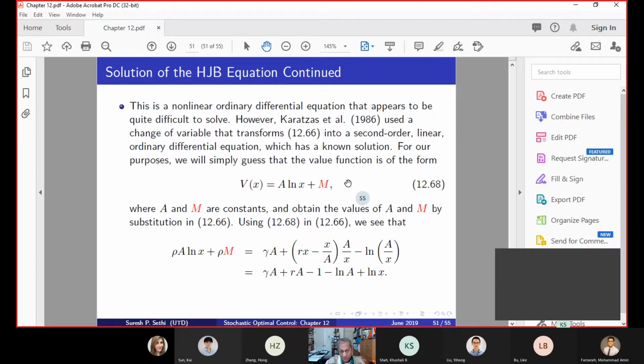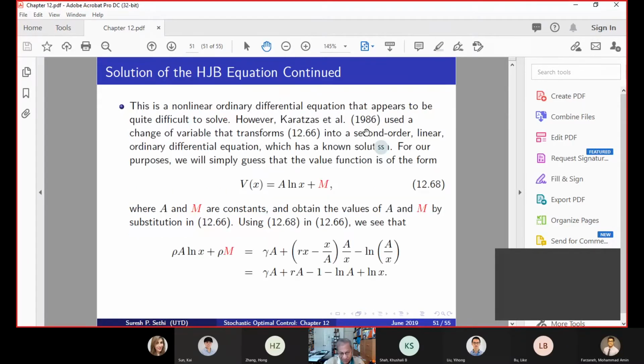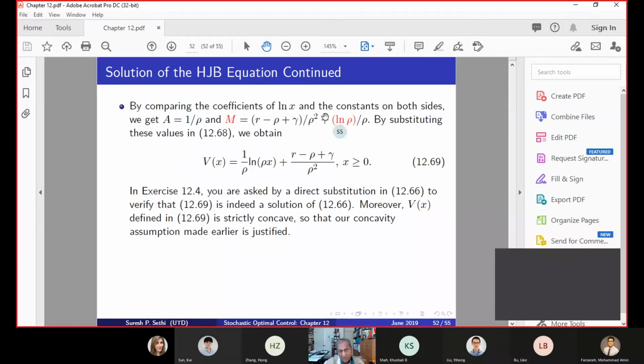That is the form that I'm going to use, and so then I only need to find A and M. By the way, the reason I changed this to M now, the book still has B, but B, remember, was the value of the bankruptcy. So it was pretty bad to have the same B in a model that has a B already specified. So I changed it to M, and that's just another constant. And then you can find V sub x, you can find V sub double x. And when you do that, you substitute those things in that equation and you get something like this. And then by comparing the coefficients of log x and the constant on both sides, because it holds for every x, we find that those constants would have to be 0. And then when those constants are 0, we get A equal to 1 over rho and M equal to this. So we get a value function.